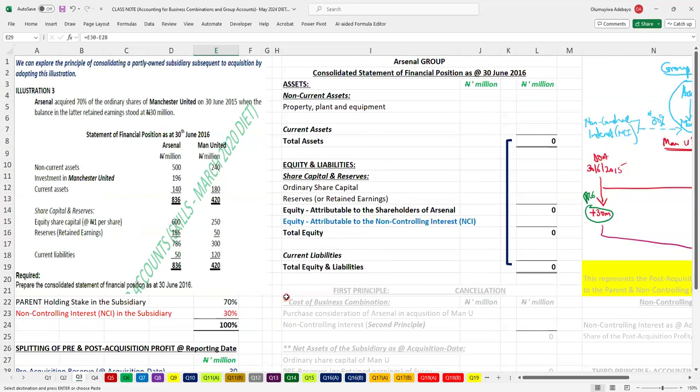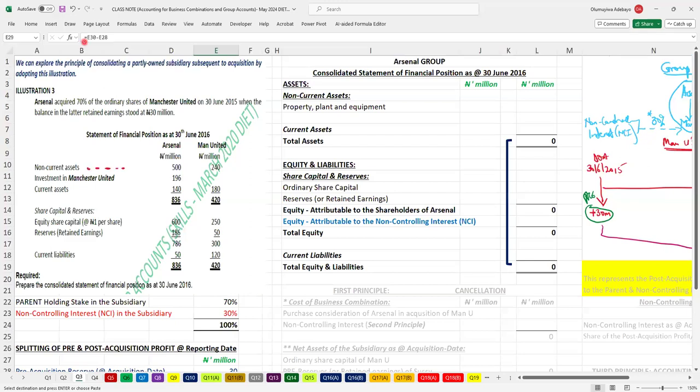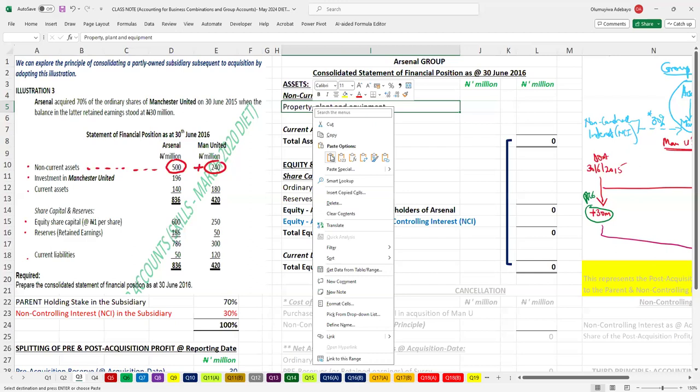Okay, now let us consolidate. As you remember, the consolidation is to pick it line by line. Okay, what line are we picking here? We pick them line by line. And we'll be consolidating each line, subject to whatever adjustment we need to do. Now to do that, let me start with property, plant and equipment, and also the current what? Assets. Now doing that is to add 500 plus 240 and add 140 plus 180.